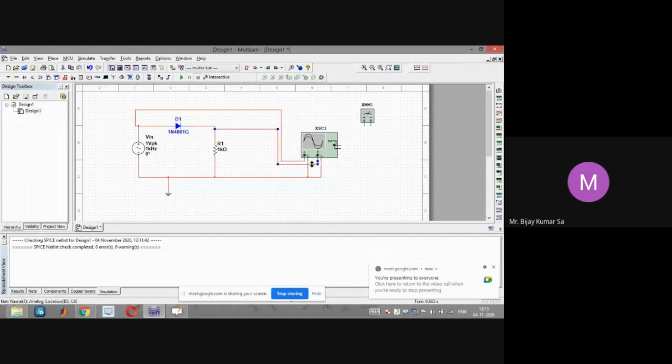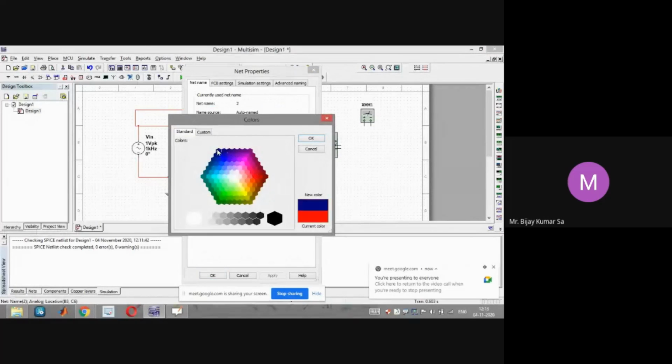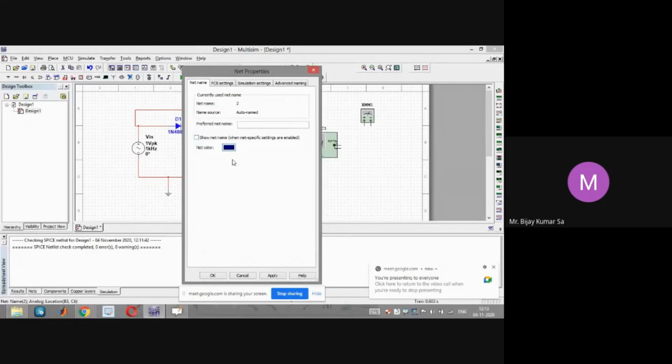so I will change the color of the positive terminal of channel B, which traces the output signal. How will I do it? I will double click on the wire and change the net color to blue. Okay, so net name. Okay, I can do that. So I will put the net name as V out.